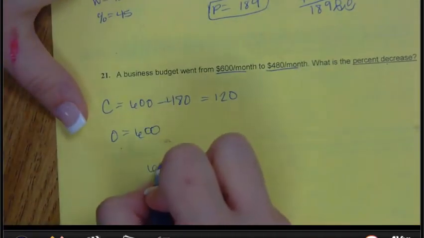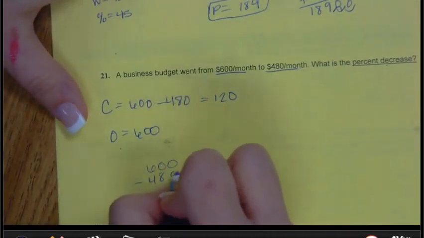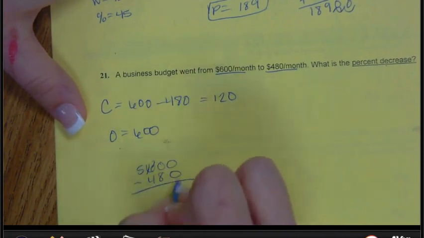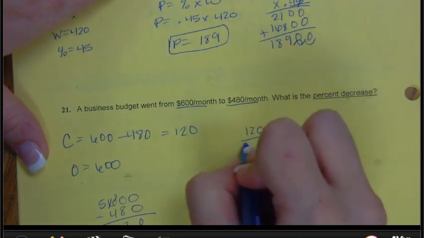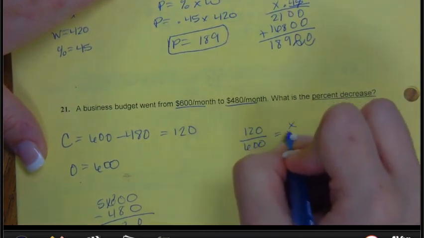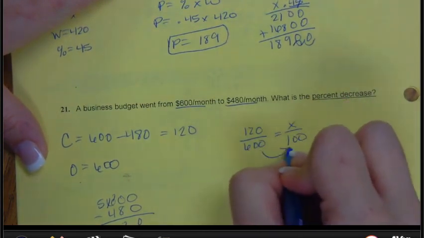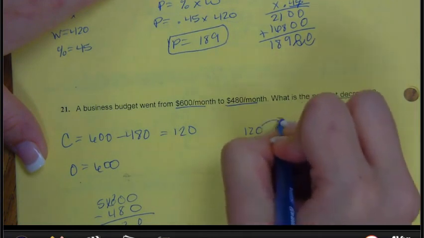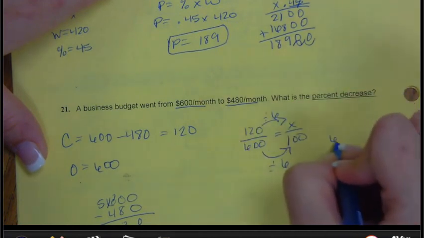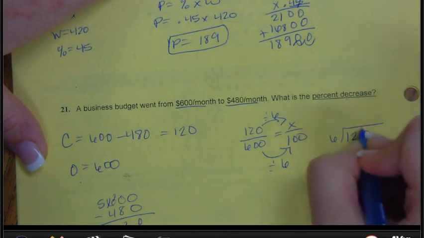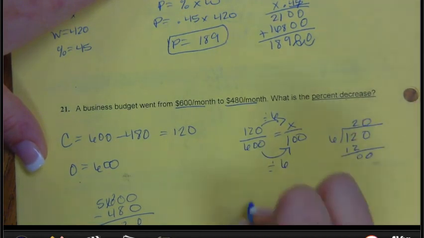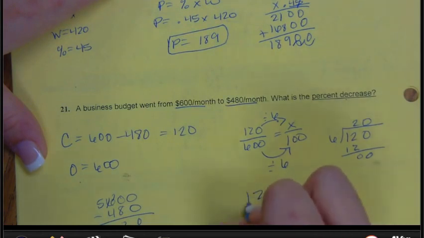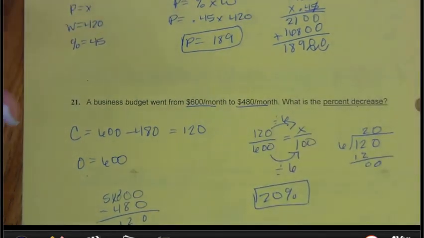600, hang on, minus 480. 5, 10, 0, 2, 1. Yep, okay. So I'm going to have 120 over 600 is equal to x over 100. I'm going to divide by 6. What I do on the bottom, I must do on the top. 6 can go into 120. Well, 6 can go into 12 2 times. 0, bring down the 0, 6 goes into 0 zero times. To have a 20% decrease.